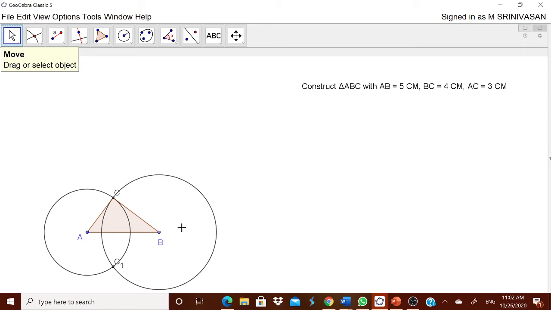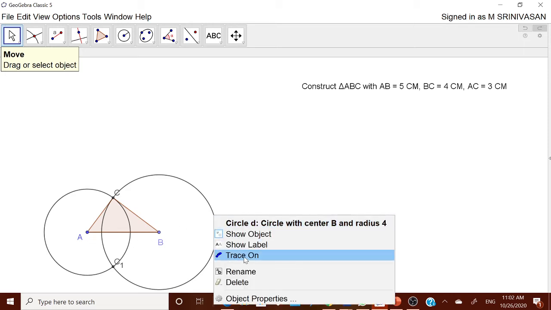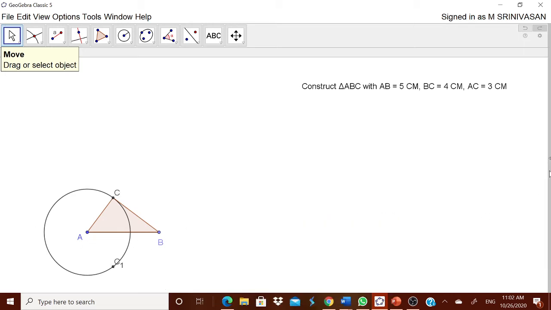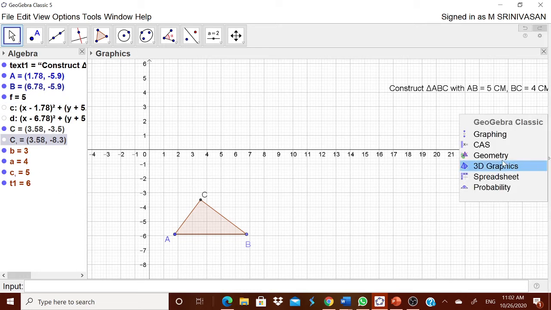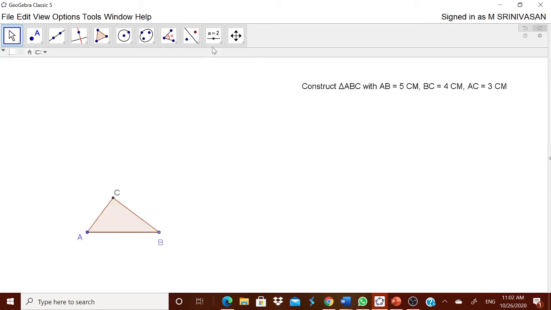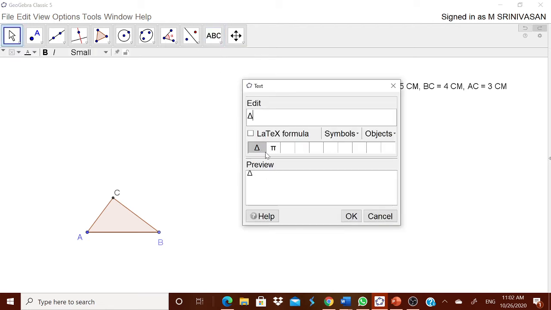There are two ways of doing it. You can right click over here and then hide the object. Otherwise you can go to the algebra view where all these items will be listed. This circle equation is here, therefore make it white. This C1 is over here, therefore make it white. It has gone now. Come back to geometry. Now you can tell the children that this triangle ABC is the required one. Therefore, triangle ABC is the required triangle.